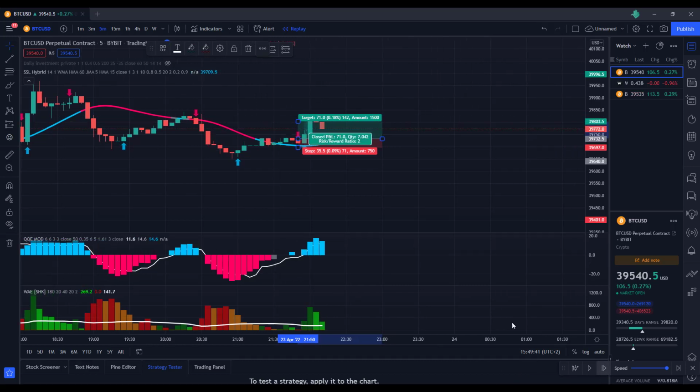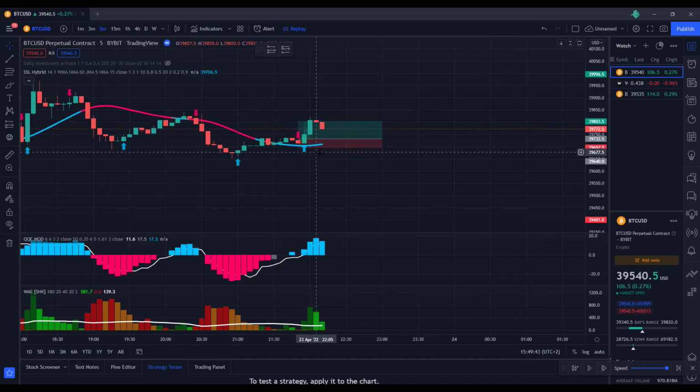So what we're seeing is that our target got hit and we're in some nice profit. This is how you apply the long position in this scalping strategy. Now let's take a look at a short position with this strategy.